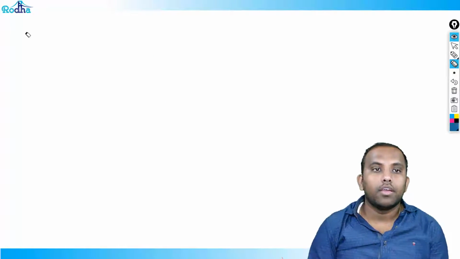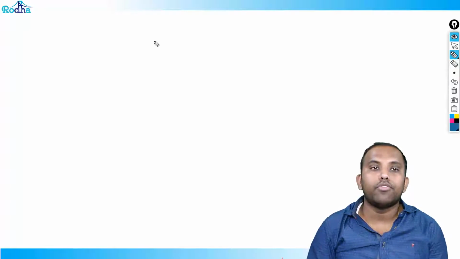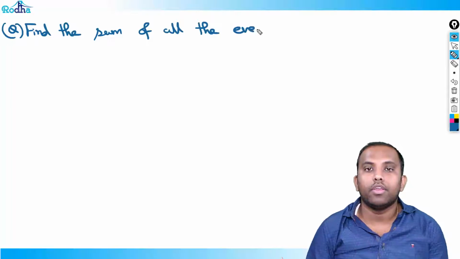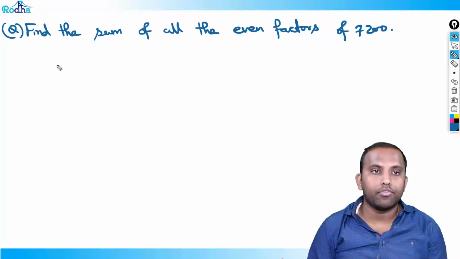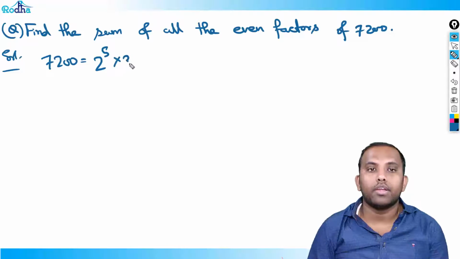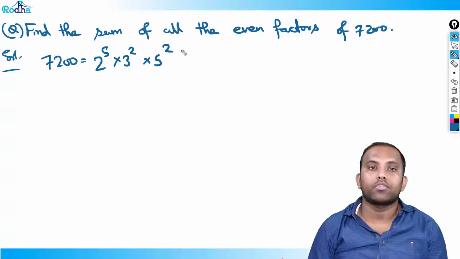Find the sum of all the even factors of 7200. Same funda I'll do. 7200 is 2 raised to 5 into 3 square into 5 square.